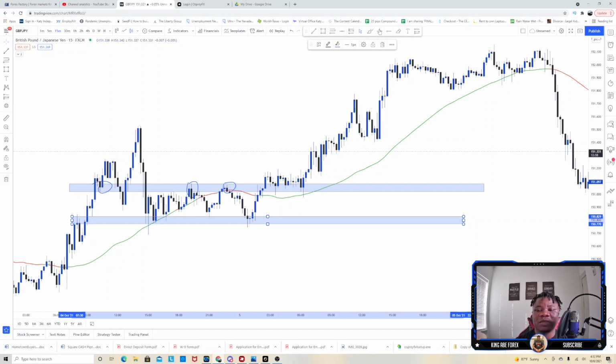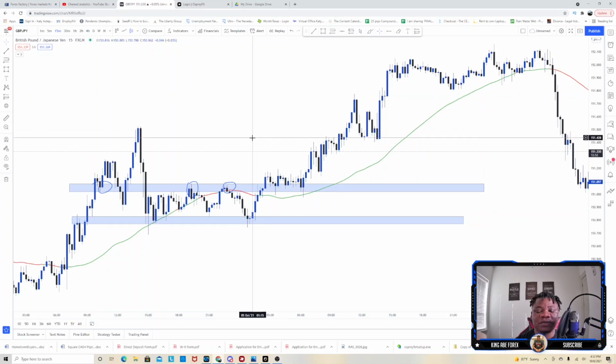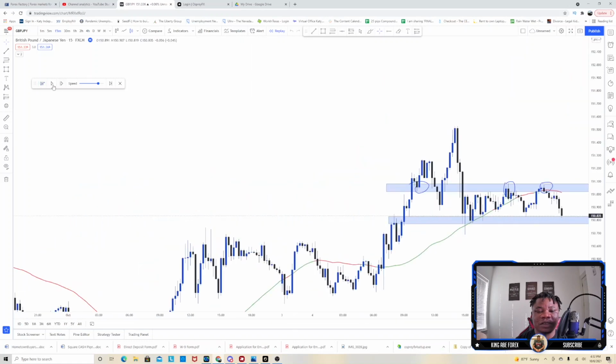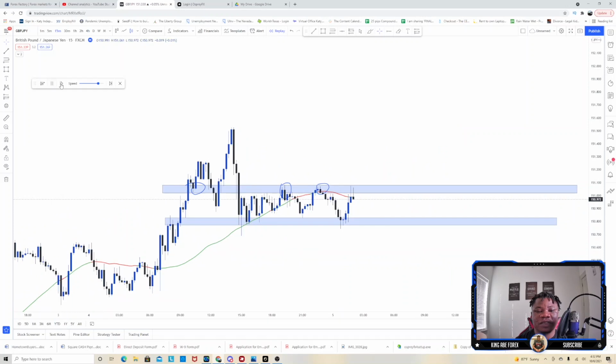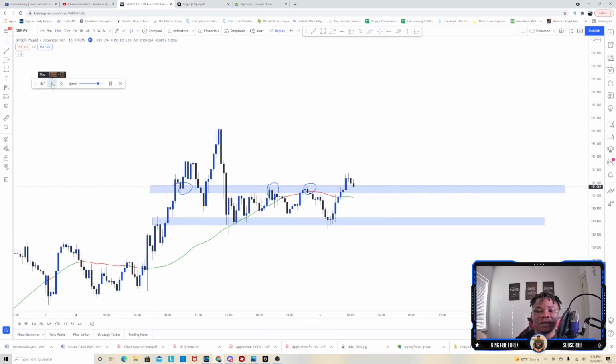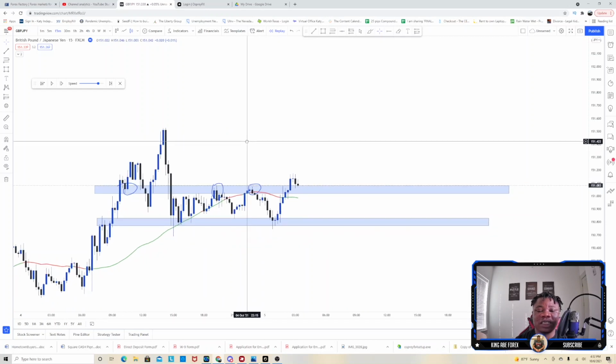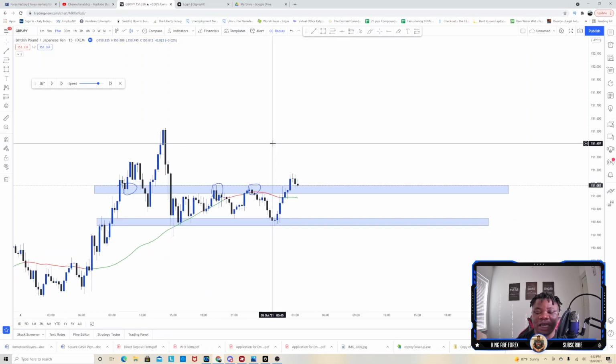So let me put this in replay mode, and I'll show you guys where your entry will be for this buy position. Let's take a look and see where our entry will be. Now we have that break right here. So now what we're simply waiting for is a retest. That's all we're waiting for. So let's keep looking.